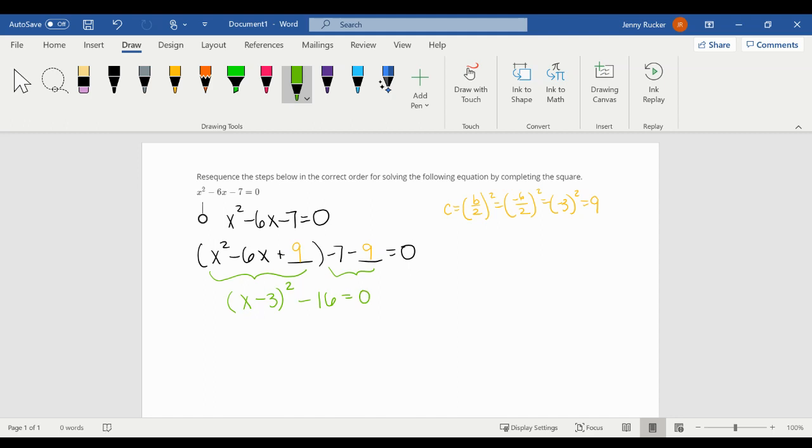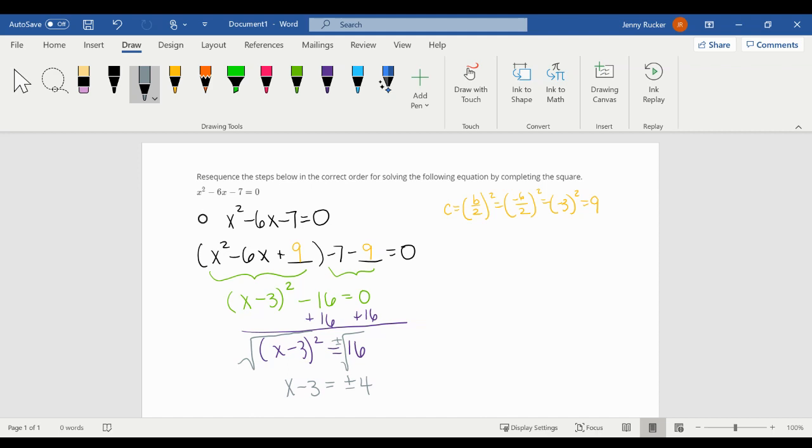Now we have to isolate the square. So we're going to add the 16 to both sides. So our next step is x minus 3 squared is equal to 16. Then we need to take the square root of both sides. So that's going to look like the square root and the square root. So we're going to get x minus 3 is equal to plus or minus 4.